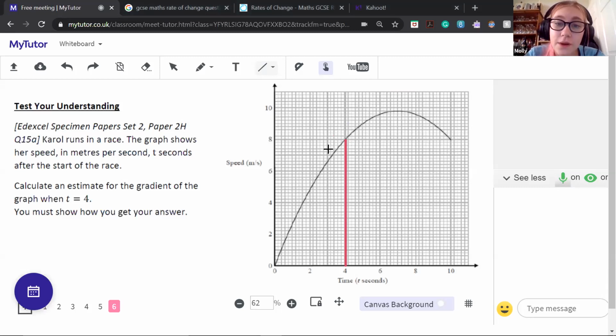What we're going to do is draw a tangent to this line. Now, what a tangent is, and I think I've tried to explain it before, is quite a difficult concept to explain, but what it means is a straight line that only touches a curve at one point and one point only. Which is really strange to think about.